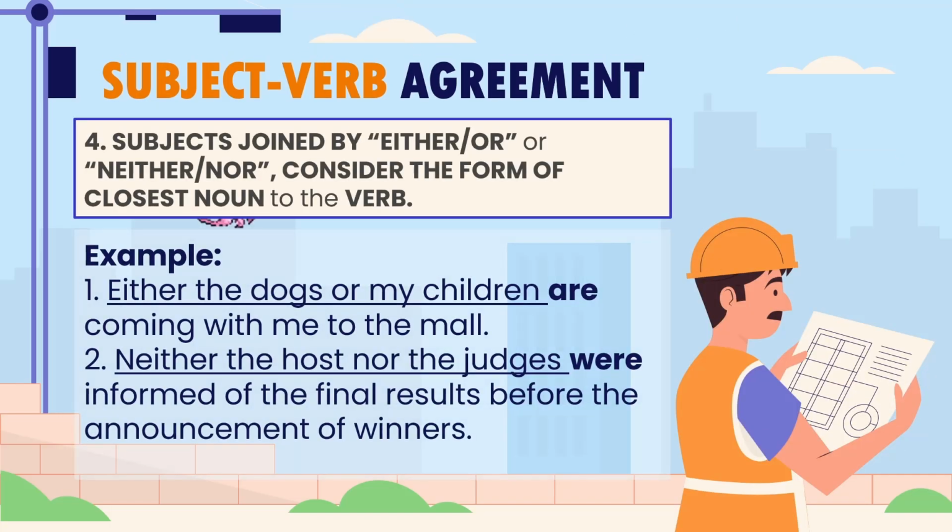Okay, so for our fourth one, subjects joined by either or neither nor, consider the form of the closest noun to the verb. So, ma-identify mo kung ano yung gagamitin mong verb depending sa closest noun ng either or neither nor. So, for example, either the dogs or my children are coming with me to the mall. So, i-identify mo kung ano yung katabi ng either and or.